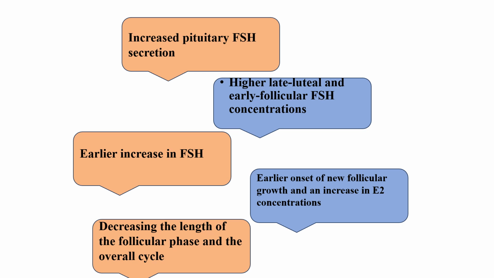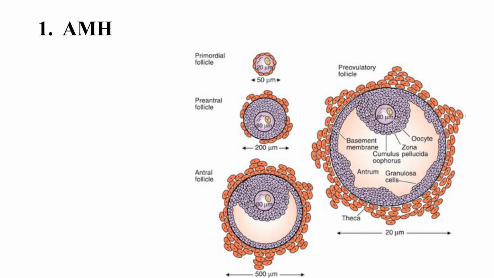Thus, we have discussed the physiology and the concept about the types of follicles: primordial follicle, primary follicle, pre-antral follicle and antral follicle. Now we will discuss the important ovarian reserve test, that is AMH, anti-Mullerian hormone.